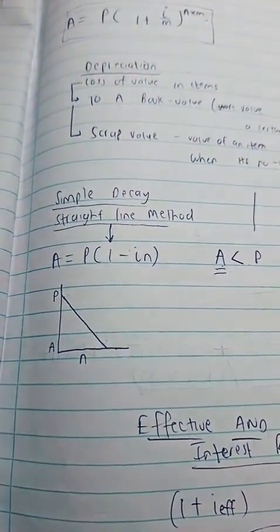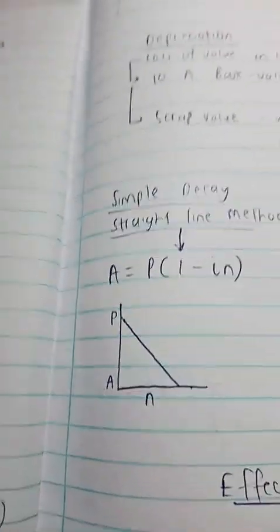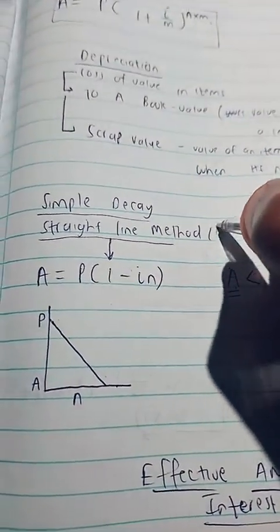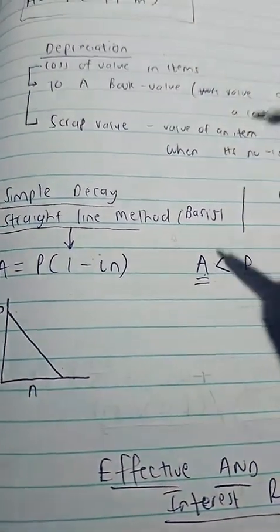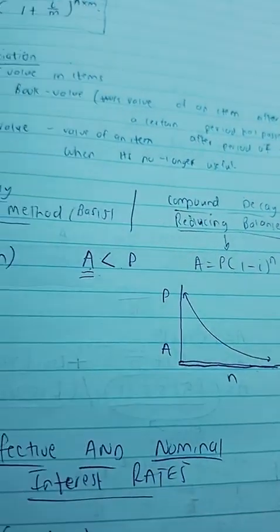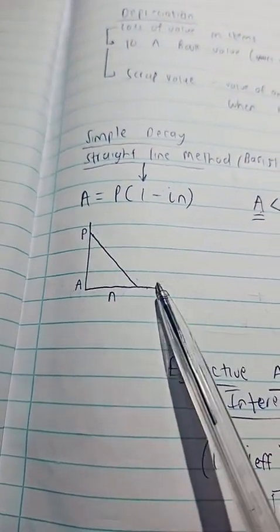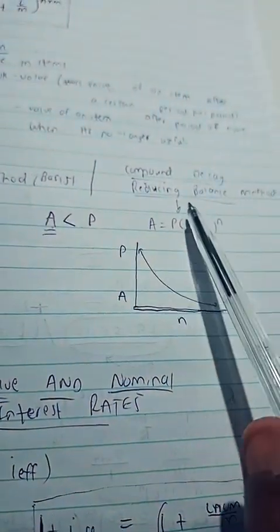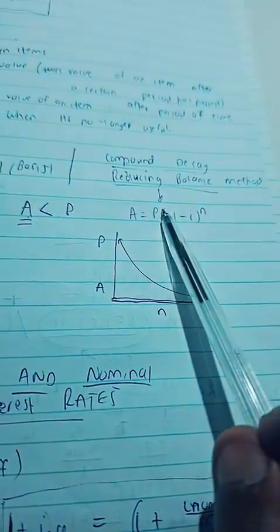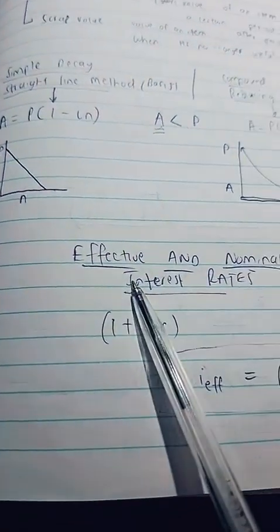Then we looked at 2 types of decay or depreciation: simple decay, or the straight line method. In that problem, we also learned that they could say basis instead of method, or they could say reducing balance method, compound decay, or the likes. Graphically, your straight line method represents a linear graph, which is decreasing in nature, whereas your compound decay represents an exponential function, which is also decreasing in nature.